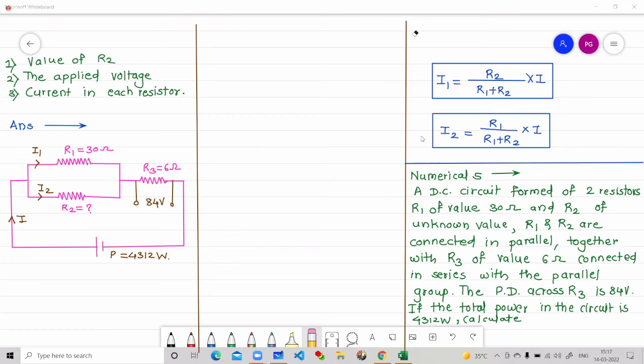I1 is coming as 6.45. Just a minute. I1 is 6.45. Okay, and just one minute.